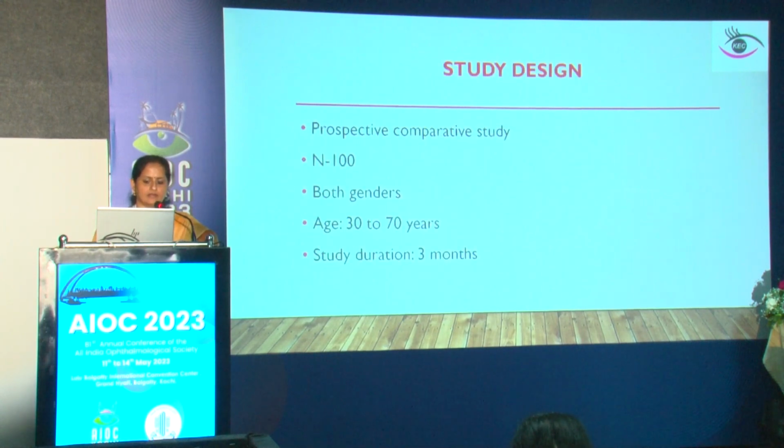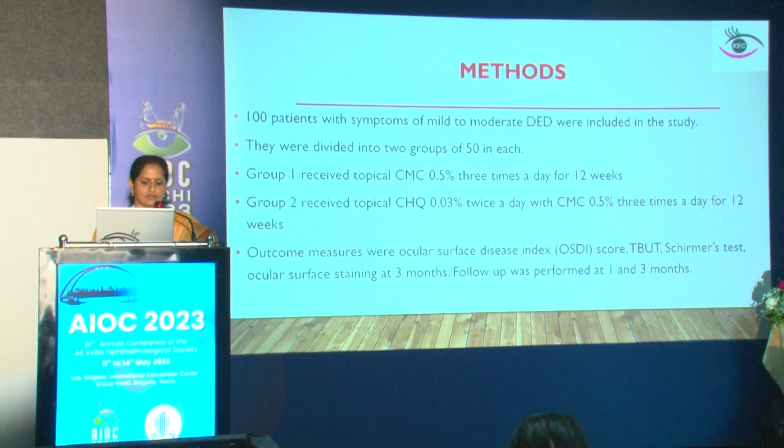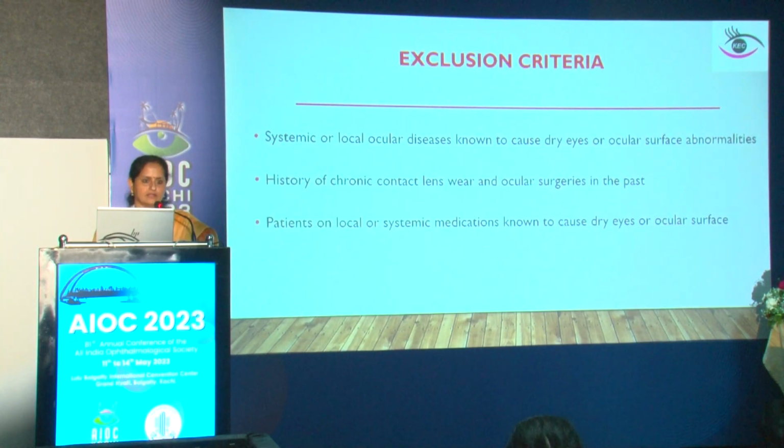It's a prospective pilot comparative study. Study population is 100. Both genders are included. Age is from 30 to 70 years and study duration is 3 months. So 100 patients with symptoms of mild to moderate dry eye were included in this study. They were divided into 2 groups of 50 each. Group 1 received topical CMC 0.5% 3 times a day for 3 months. And group 2 in addition received chloroquine 0.03% twice a day for 3 months. The outcome measures were ocular surface disease index, breakup time, Schirmer's test, and ocular surface staining. They were followed up at the end of 1 month and 3 months.